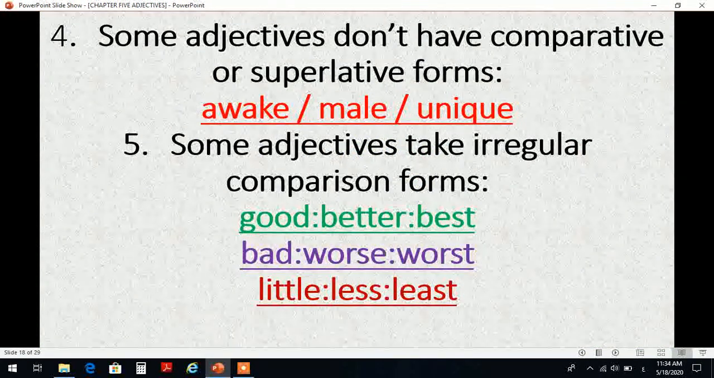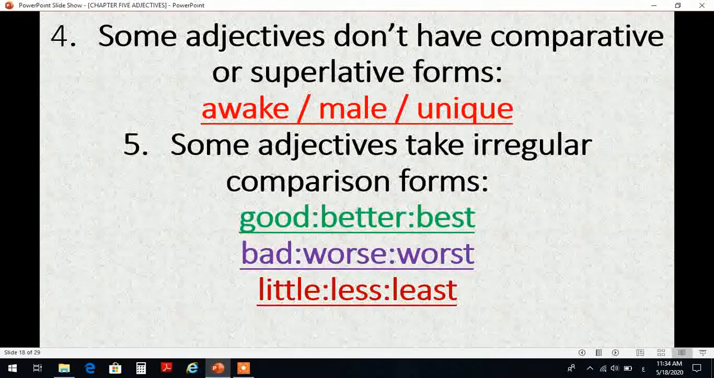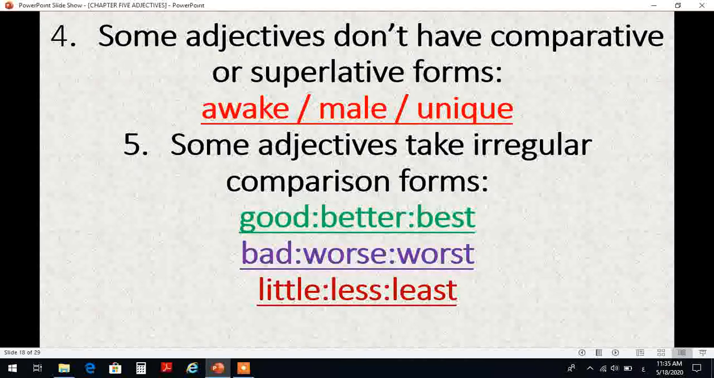Some adjectives don't have comparative or superlative forms. بعض الصفات في اللغة الإنجليزية لا يمكن أن نجري عليها عملية مقارنة. For example, the adjectives awake, male, unique.